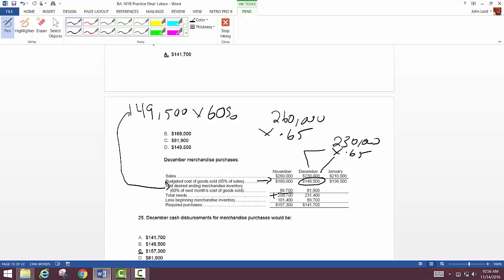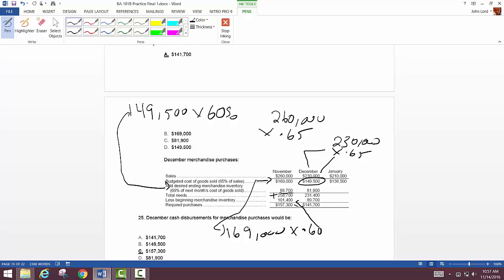Okay, but they would have started the month with what? 60% of November's cost of goods sold, right? We start each month with what we need for 60% of the cost of goods sold for that month. So my cost of goods sold for November was 169,000, times 0.60, which should give me this 101,400. That's what they would have had at the beginning of November to cover November, because they're supposed to start the month with 60% of that month's cost of goods sold, which is what we just calculated.